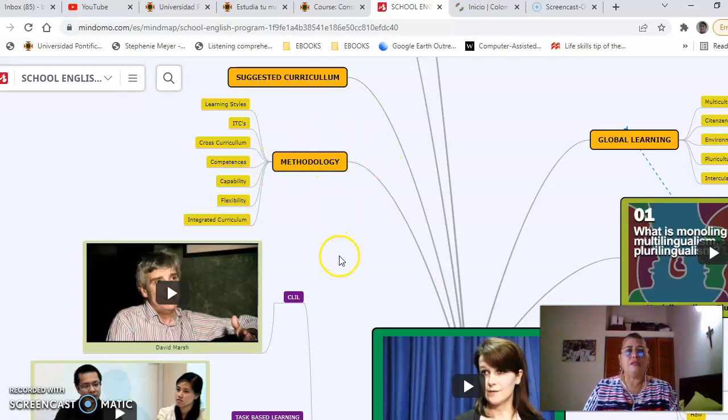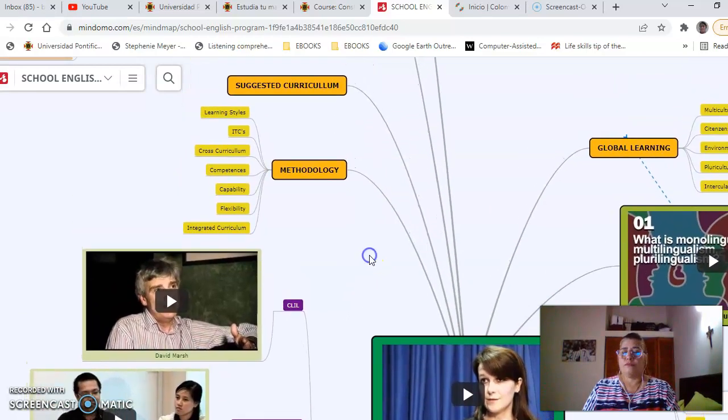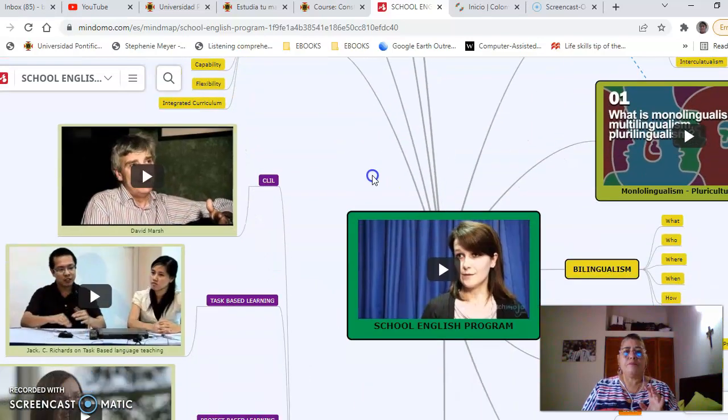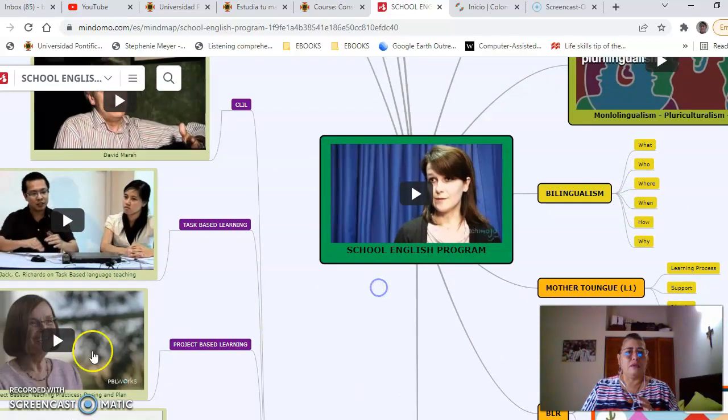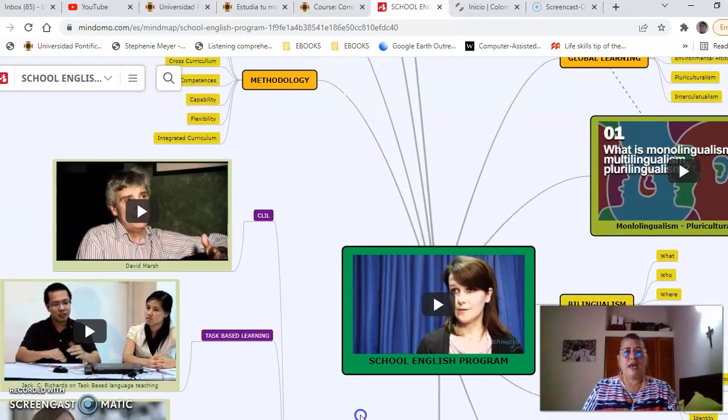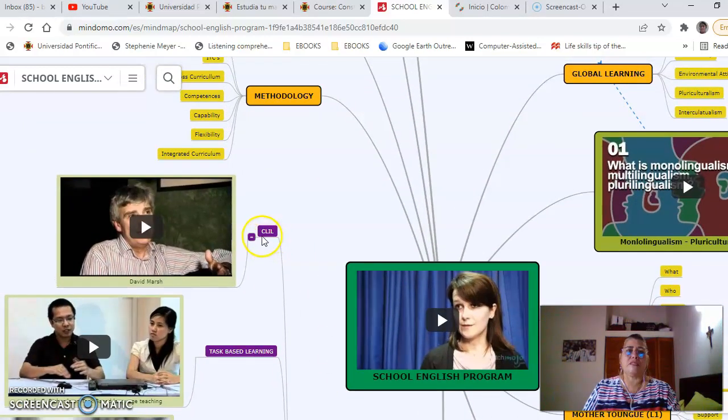Okay. Methodologies. What kind of methodologies are we going to implement? We are called to be flexible, integrate the curriculum, look at competencies and capabilities, do some cross-curriculum work, integrate ICTs, and recognize learning styles. Basic. It's very important. Here, we're going to find some supporting methodologies such as CLIL. Do you know what CLIL is? It's content and language integrated learning. That's CLIL. Watch this video.